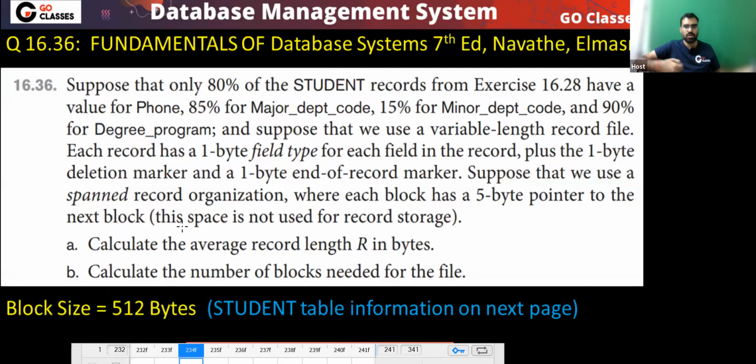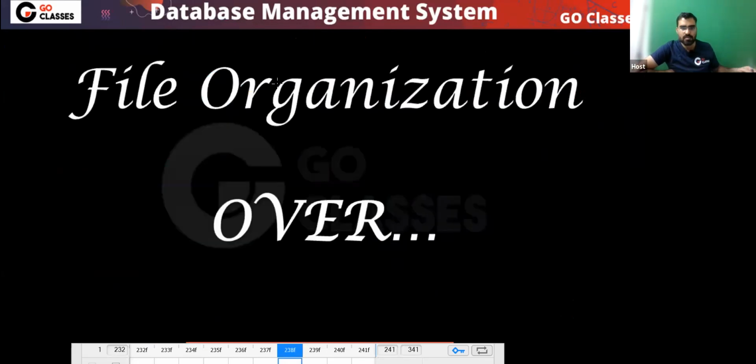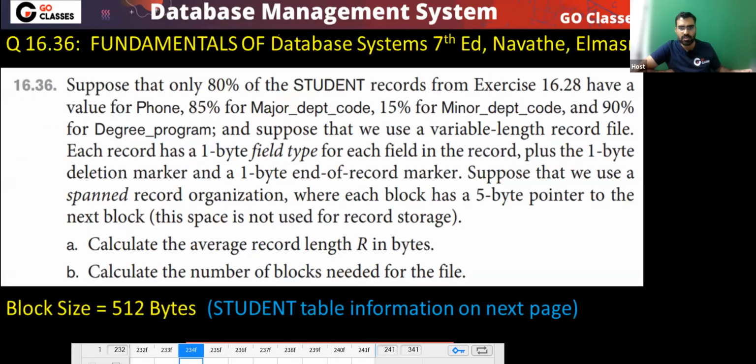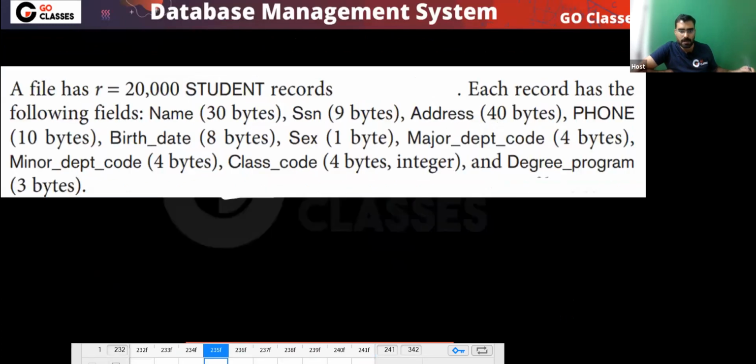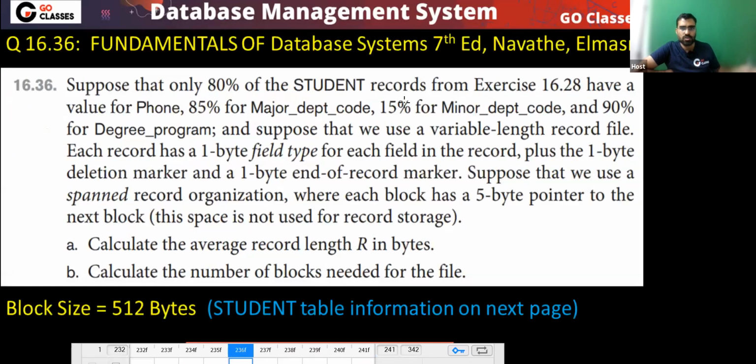Okay, let's see this last question. This is the last question for today's practice. If you can do this, every concept will be covered. Let's see what the question is saying. Another very nice question. This is another Navathe question, and you will find it very nice.